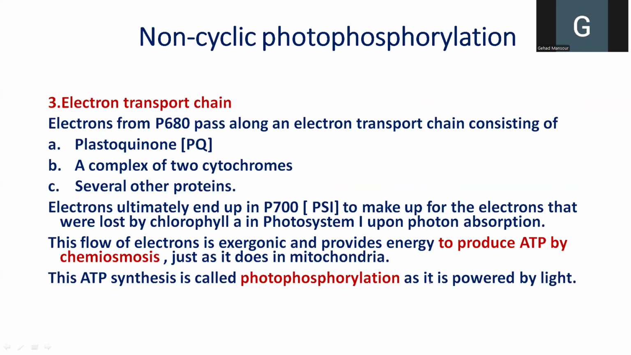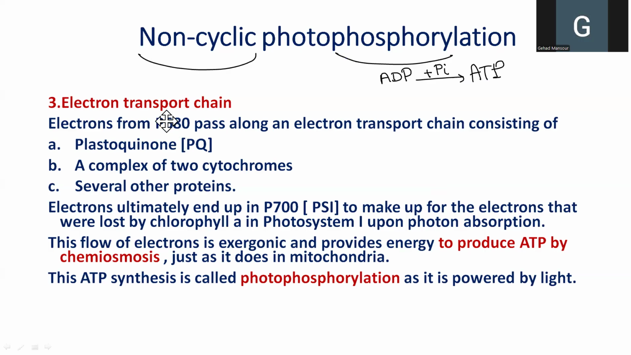In the non-cyclic photophosphorylation, and we call it photophosphorylation because, first of all, it is phosphorylation, because at the end of the day you convert ADP into ATP by adding a phosphate. So it is a process of phosphorylation. And at the same time, it is non-cyclic because you do not return to the original point you have started by.